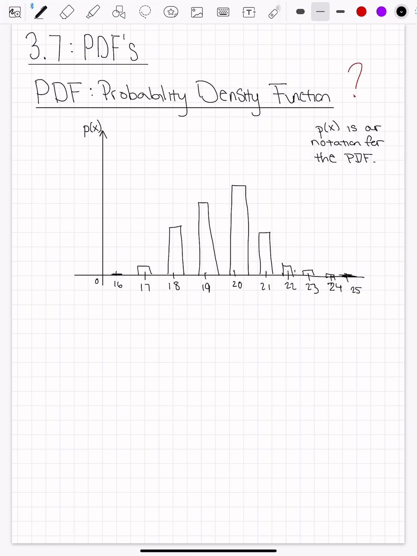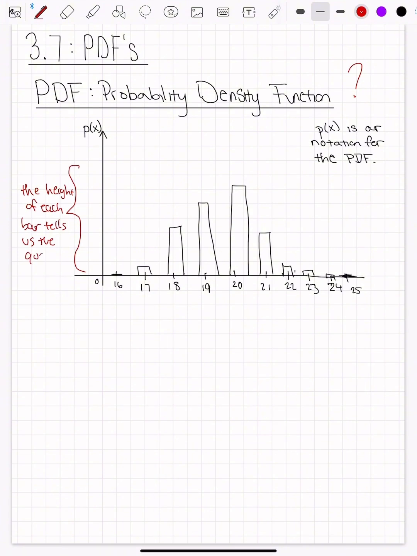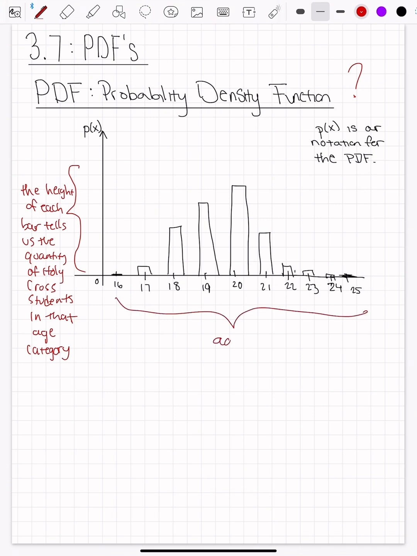And 25, let's say there's basically none. So what you saw was that the height of the bar kind of told us the height of each bar tells us the quantity of Holy Cross students in that age category. And then these here are ages in years, right?